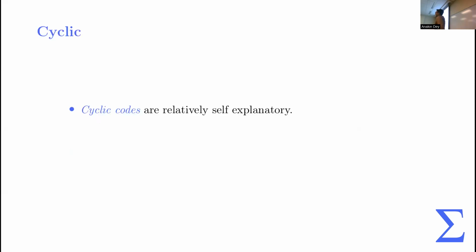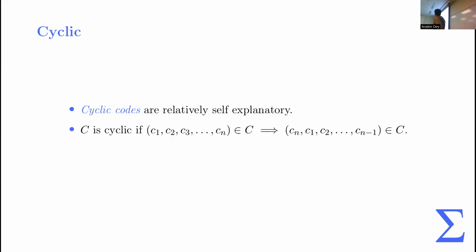So cyclic codes are pretty self-explanatory. They are cyclic. So C is a cyclic code if you write it as a vector, and it's got n elements, then if this vector is in C, then all of its elements shifted to the right are also in C. That is the only property that cyclic codes have.